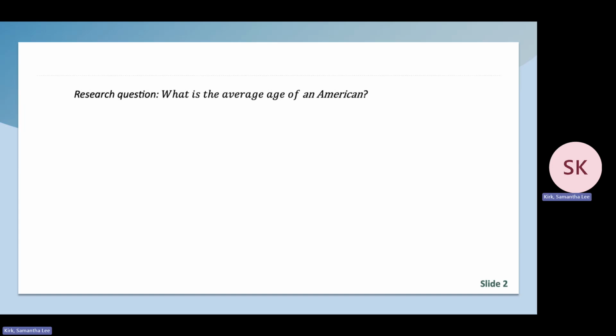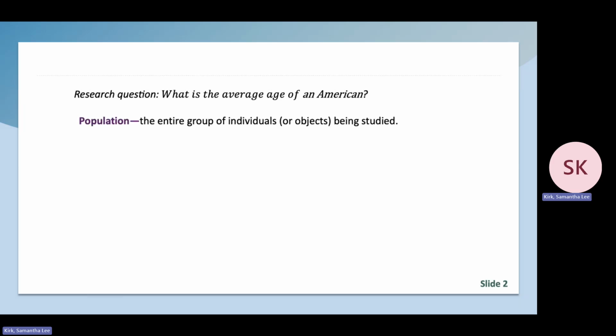To do that, I need to start with a motivating example, and this is my motivating example. Consider the following research question. What is the average age of an American? So let's start off by asking ourselves, what is the population? What is the group of people I'm interested in?